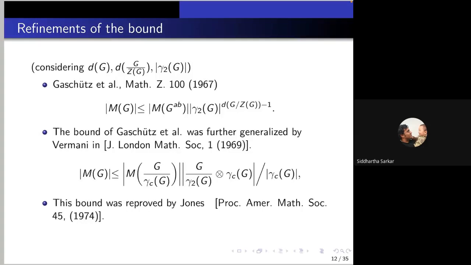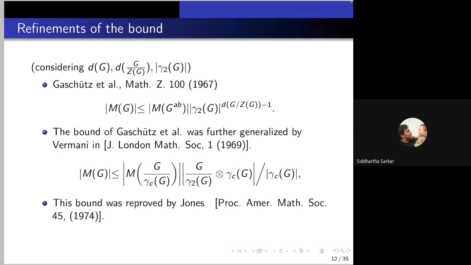He proved that |M(G)| is less than or equal to |M(G/γ_c(G))| times |G/γ_2(G) ⊗ γ_c(G)/γ_{c+1}(G)|, where γ_c(G) is the cth term in the lower central series, and c is the nilpotency class of the group G.